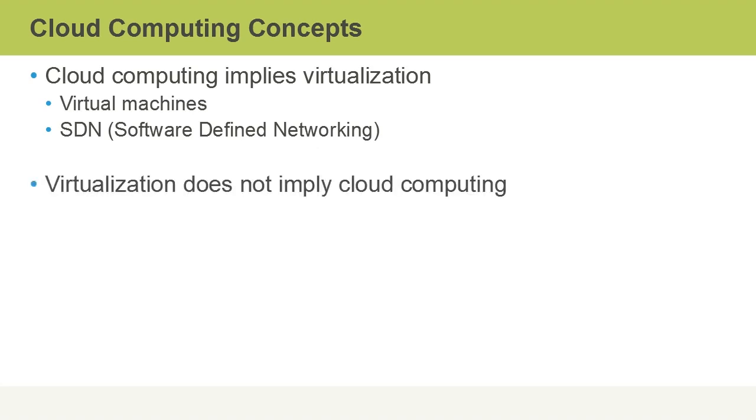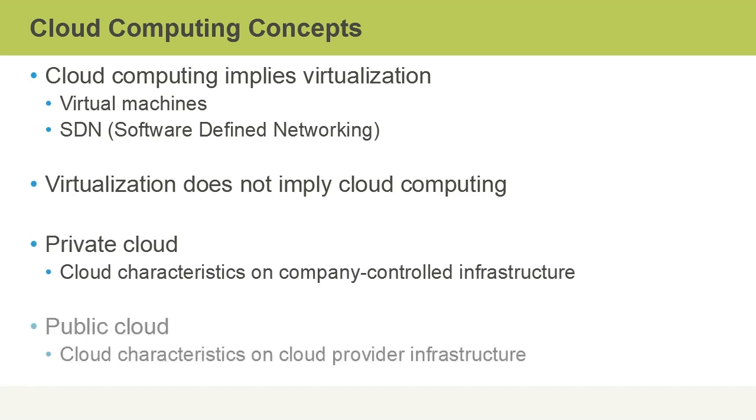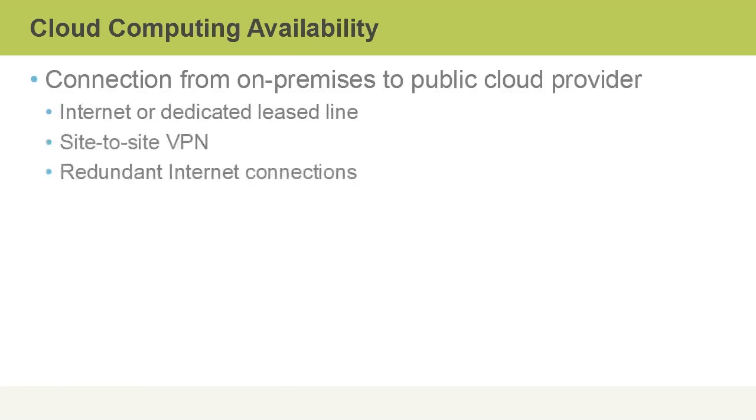Virtualization, as we said, doesn't imply cloud computing. In order to have a cloud, whether it's a private cloud on your on premises equipment that you control and own, or in the public cloud, you've got to meet all of those cloud characteristics that we discussed at the beginning of this chat. Private clouds mean that we have those characteristics on company-controlled infrastructure. Public cloud, of course, means it's on cloud provider infrastructure.